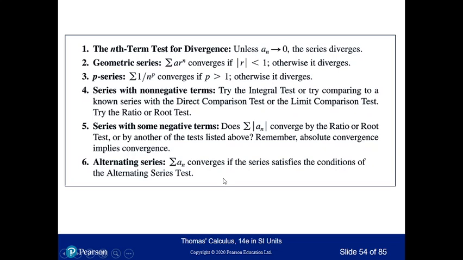For alternating series, we have a list of conditions. If these conditions are satisfied, then the sum of a_n is going to be convergent. We have this alternating series test.